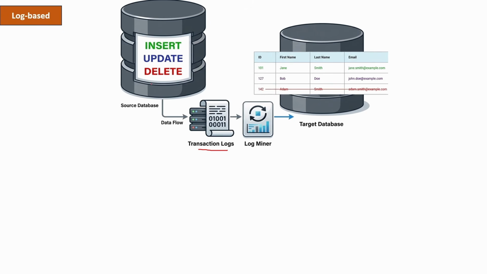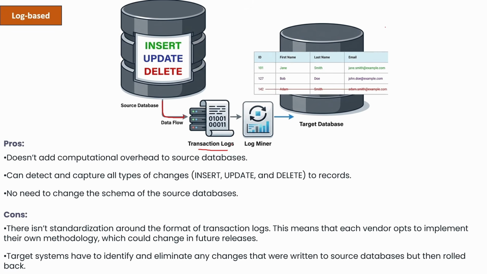So you are changing something in your source, and that change is flowing into your transactional log, and using the log miner you are detecting the latest logs and populating and updating your target database respectively. It reduces the overhead on your source database, and all these things are tracked in your transactional logs. If I talk about the pros and cons here, the biggest pro is it does not add computational overhead. Second, it can detect and capture all types of changes to the records. And third, there is no need to change the schema of the source databases.